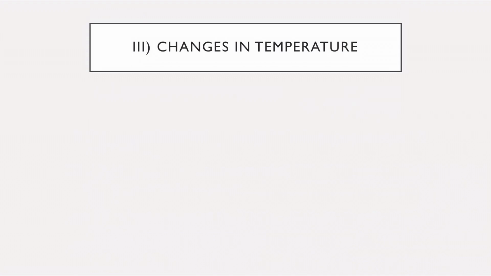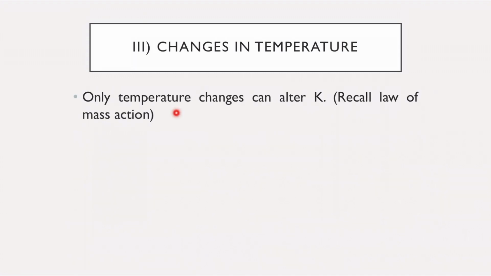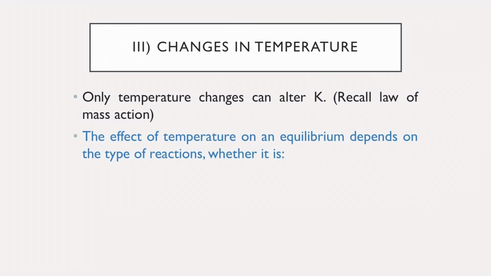Okay. What if we have a change in temperature, guys? Okay. The most important thing to remember is that only temperature changes can alter K. It means that when your temperature is not constant, then it will alter your equilibrium constant, whereas a concentration change will not. Okay? The changes in temperature on an equilibrium will depend on 2 of these.